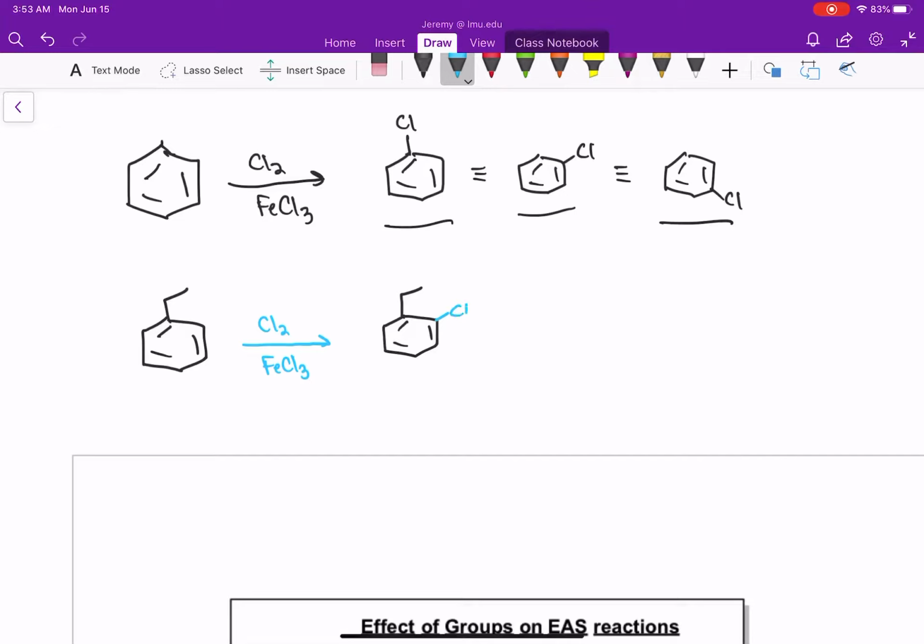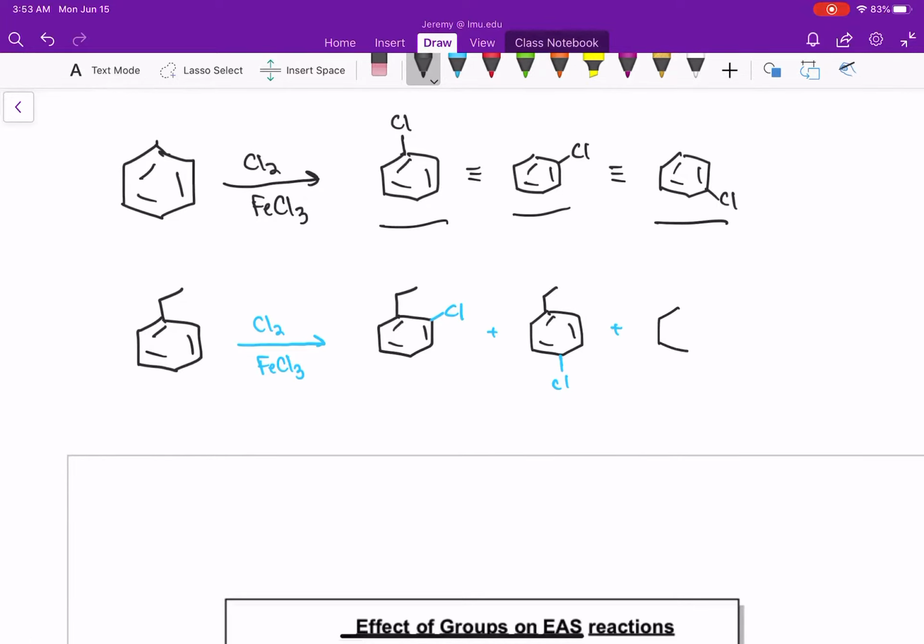We could add the chlorine to the ortho position. We could add the chlorine to the para position. Or we could add the chlorine to the meta position. So there are really three compounds that we can form. And the question is, what is the major product, or what are the major products?